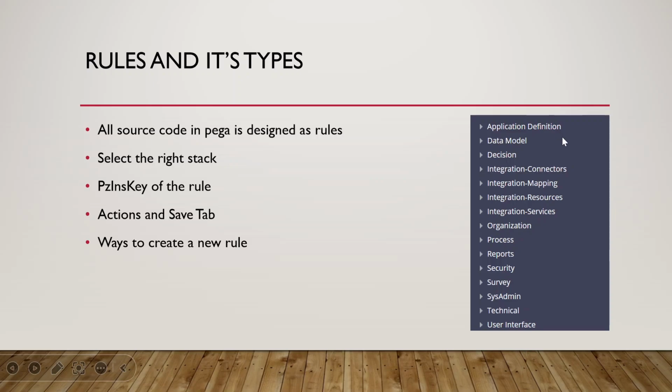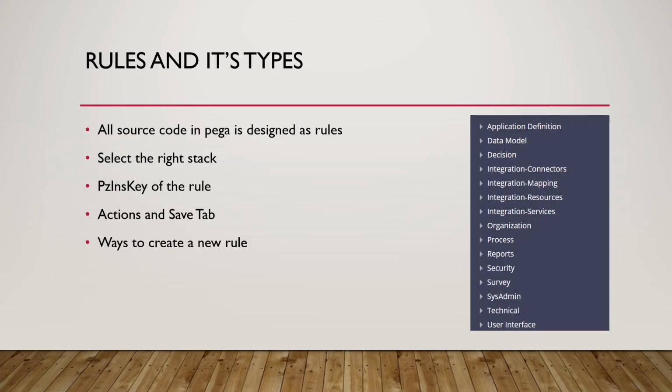If we can see the screenshot attached here, starting from application definition to user interface, these are all the rule types. So application definition is a rule type which contains different types of rules in it, followed by data model, followed by decision. These are all the rule types which contain different rules. Let's talk about data model. Application definition is something which we talked about yesterday. Whenever you create an application, an application rule will be created.